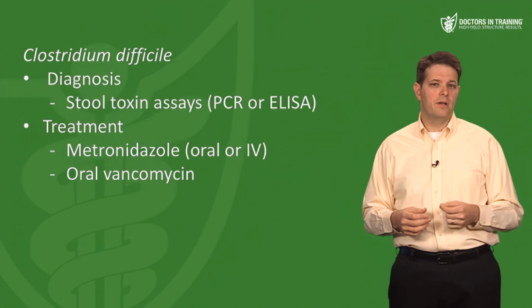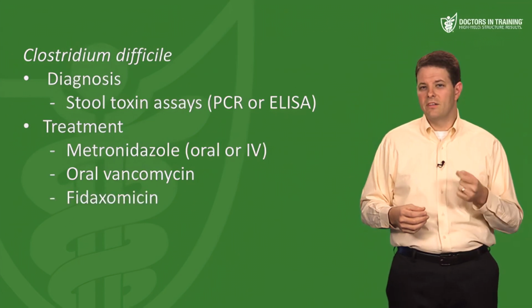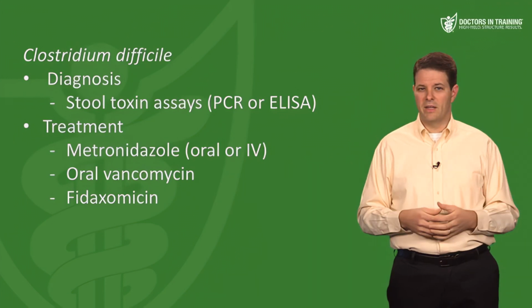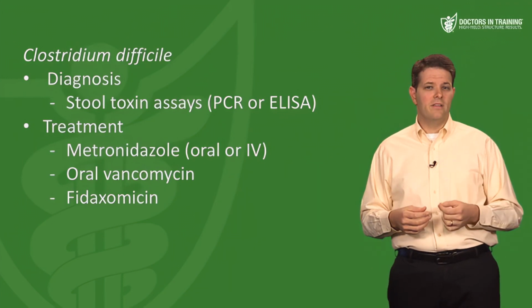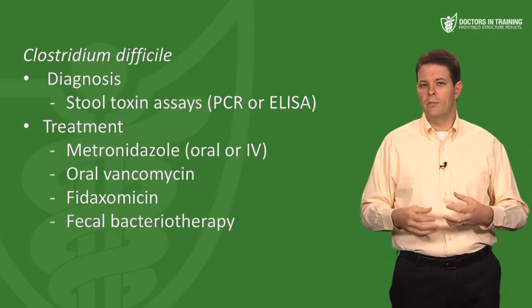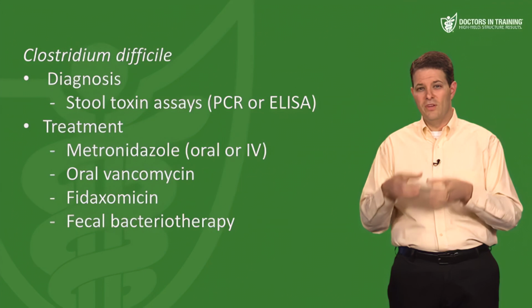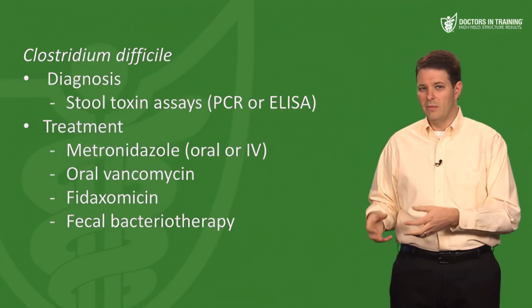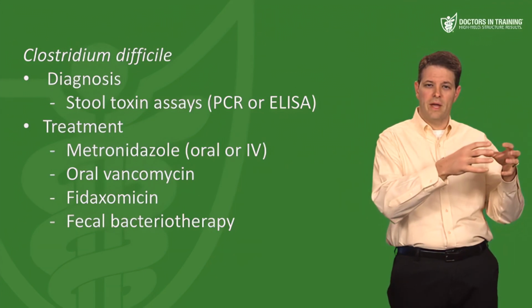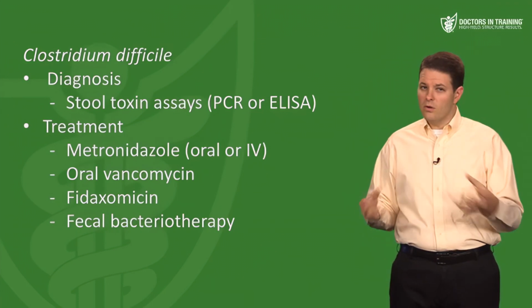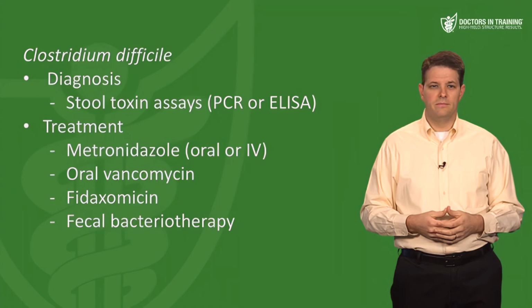Another newer treatment option is a macrolide antibiotic called fidaxomicin, which is mainly used for recurrent C. diff colitis that's not responding to anything else. And then another option is the fecal transplant or fecal bacteriotherapy, which is where you take feces from a healthy donor and you infuse it into the C. diff patient's colon as an enema. So the idea is that you're transplanting all those normal, healthy bacteria into the patient who has C. diff, and it works well in about 90% of patients.